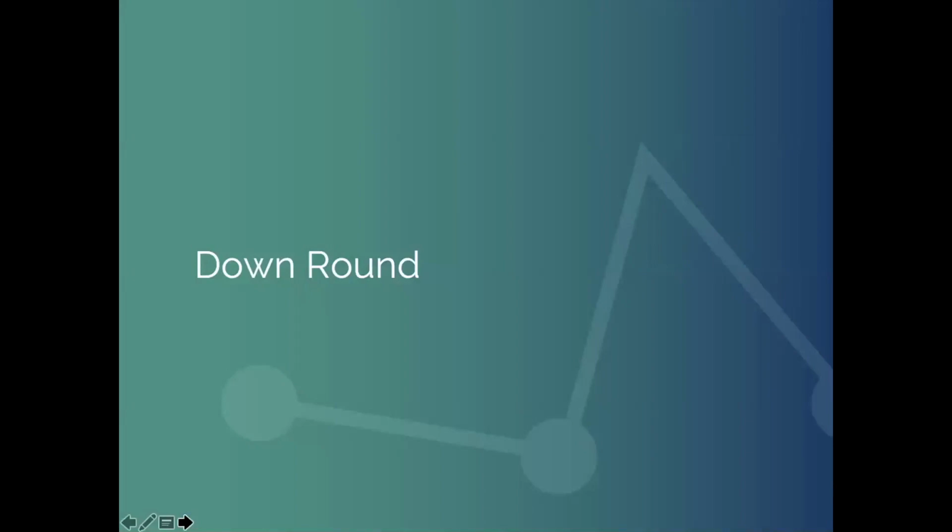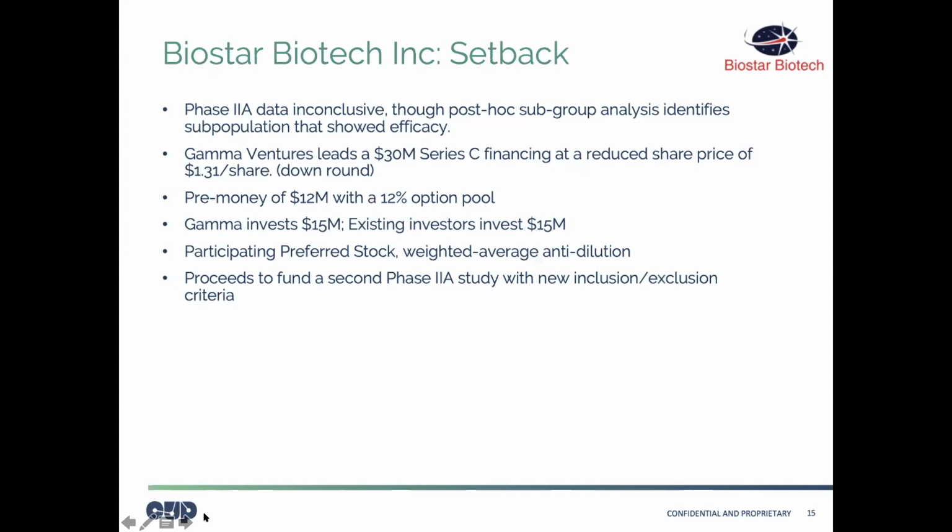So if we go to a down round, something happens and the company has to raise money at a lower price. So there's a setback. The phase 2 data, rather than being positive and leading to an acquisition, is inconclusive and doesn't meet its endpoints, although a post hoc subgroup analysis, which is always done, identifies a subpopulation of patients where there was some efficacy signal.